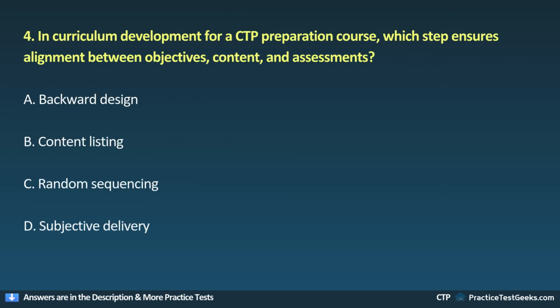4. In curriculum development for a CTP preparation course, which step ensures alignment between objectives, content, and assessments? A. Backward design. B. Content listing. C. Random sequencing. D. Subjective delivery.